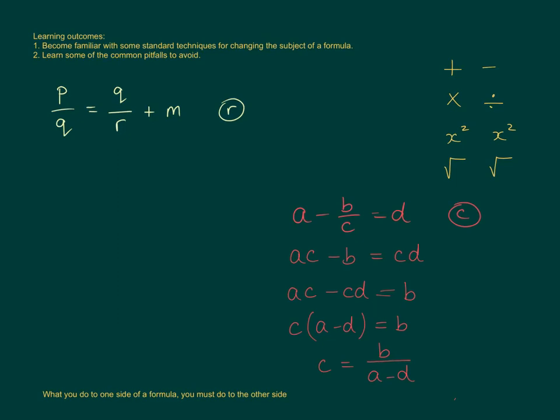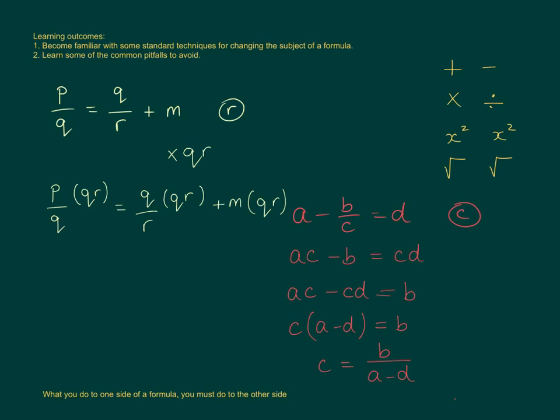So if you look at the denominators in your equation, or your formula, you've got a q there and an r there. So we multiply each term by the lowest common multiple of q and r, which is of course qr. So we multiply everything by qr. So multiplying that by qr, and that by qr, and that by qr.